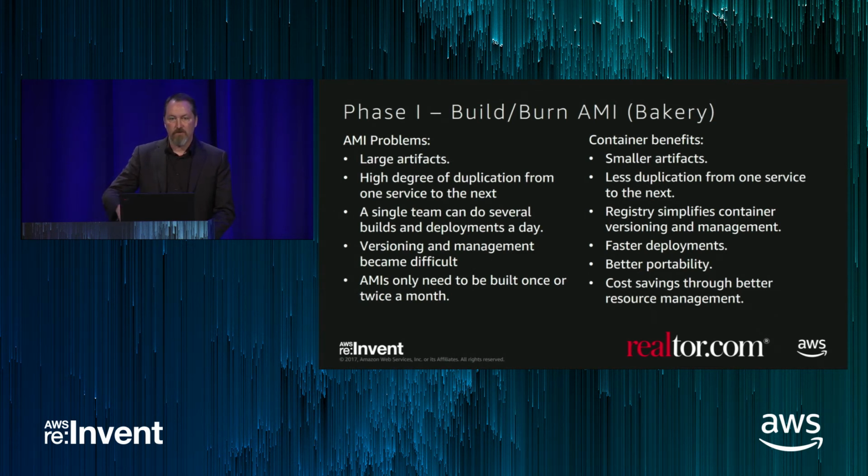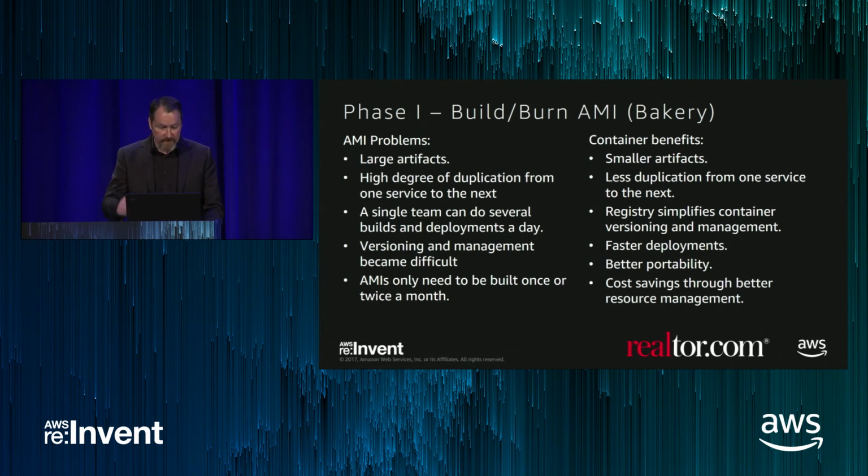A single team will start grinding out AMIs multiple times a day. It's not long before you have thousands of AMIs across multiple accounts, and you're trying to manage the versioning of all these AMIs. You're not quite sure what's inside that AMI. Did they build it from my base AMI? Did they build it from someone else's base AMI? Do we now have drift in the AMI itself? All of this was just a nightmare around management.